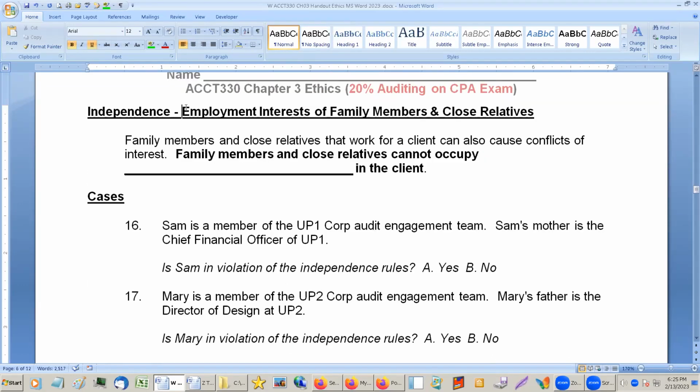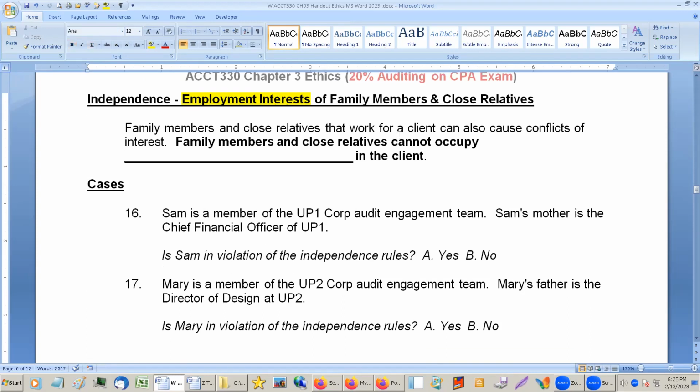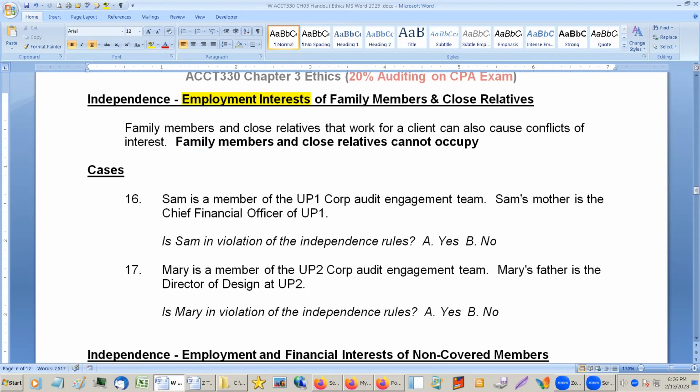Employment interests of family members and close relatives. So this could be your immediate family, it could be your close relatives and all that, but basically, family members cannot occupy our favorite term, key financial position.